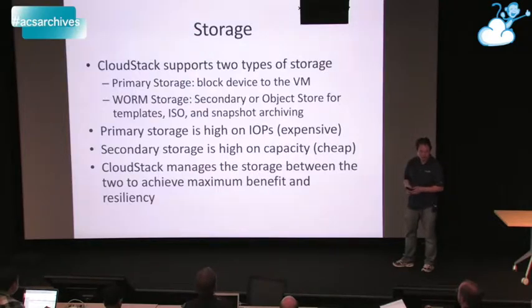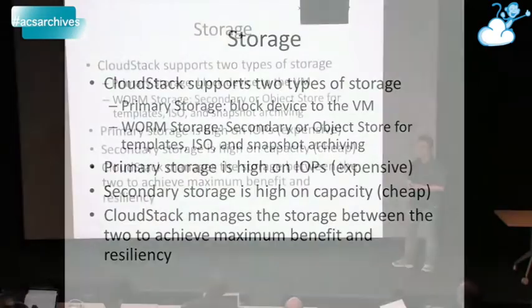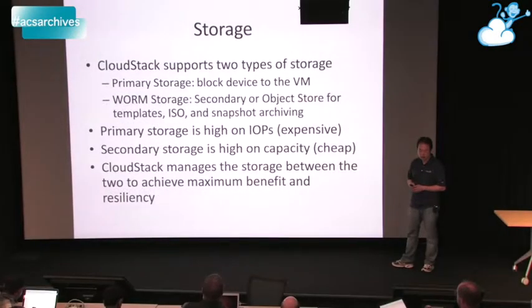Three types. So CloudStack supports two types, mainly. I say that because secondary and object store, we're actually trying to get it to the point where they merge together. So for primary storage, it's a block device. The main thing about primary storage is it has to be high on IOPS because this is where your VMs are running, and so this is the place where you have to spend your money to make sure that it can support the needs of the VM.